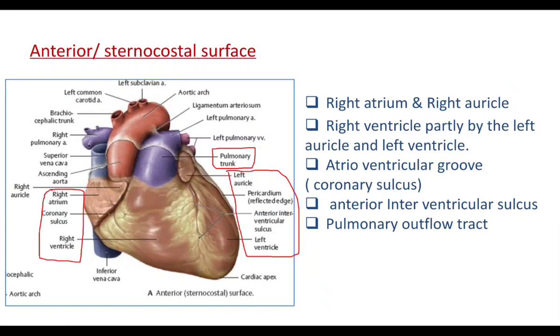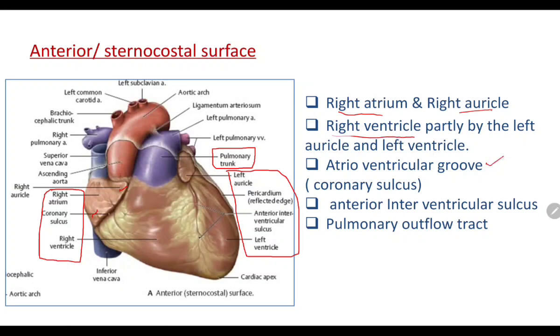So here is the detailed view of the sternocostal surface again. What are the structures? I already mentioned that we have the right atrium with the right auricle. So here is atrium and here is auricle. Then we have the right ventricle, partly the left auricle and the left ventricle.